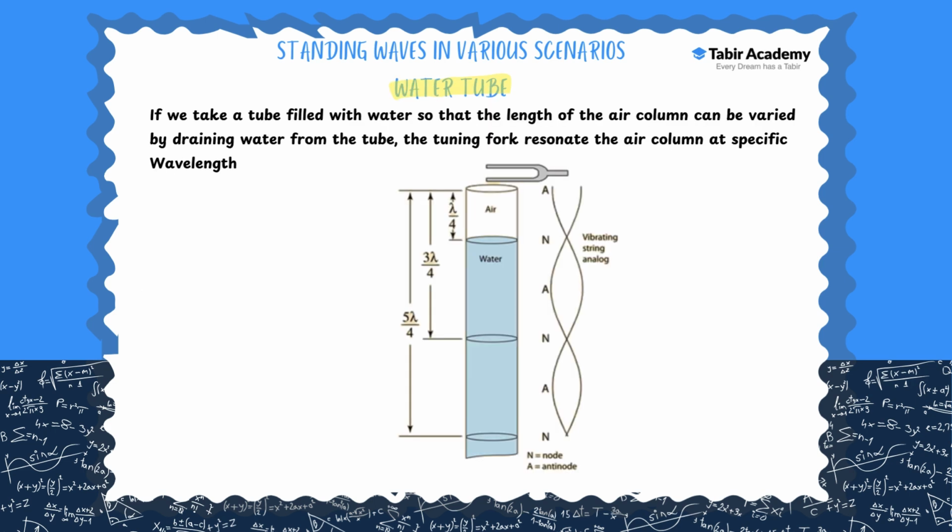Now, if we take an example of a tube which is filled with water, the length of the air column can be varied by draining water from that tube. In this example, we will be using a tuning fork which would resonate the air column at specific wavelengths. As you can see in the diagram below, there will always be nodes at the closed end and antinodes at the open end of the tube. In this case, the first harmonic wavelength would be lambda by 4, the second harmonic wavelength would be 3 lambda by 4, and the third harmonic wavelength would be 5 lambda by 4.